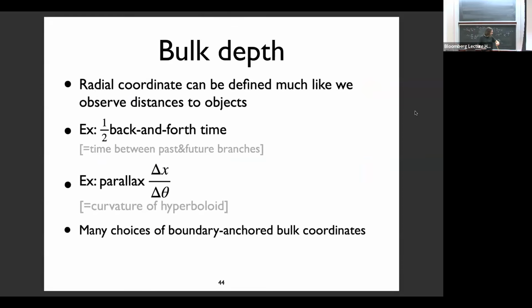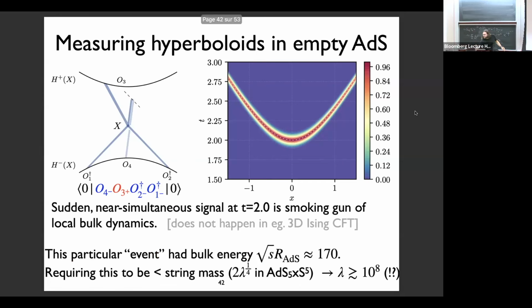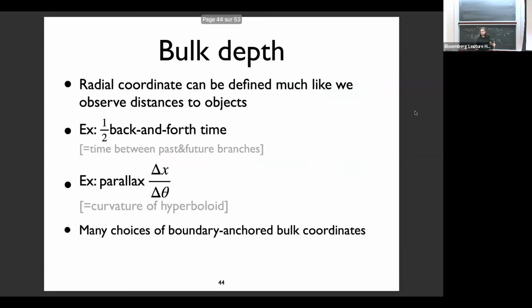Okay, so let me finally show some pictures to tell you how we measure the bulk distance. There are a few obvious ways you can measure bulk depth. A very simple way to define this bulk depth, if I go back here, this is the future hyperboloid, but there's a past hyperboloid from which you're shooting. You can just ask, what's the time separation between them? That's a back and forth time to this bulk point, and clearly that's a notion of depth. Very easy to define depth.